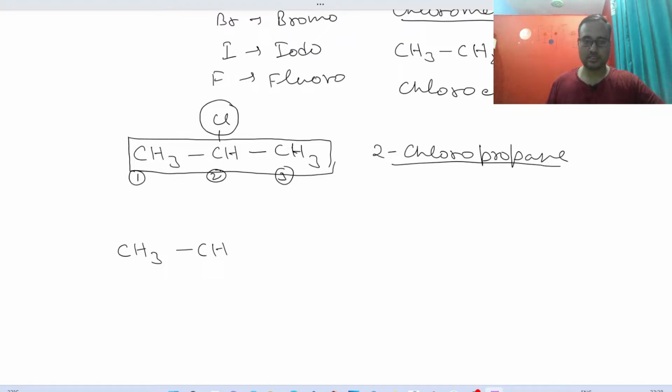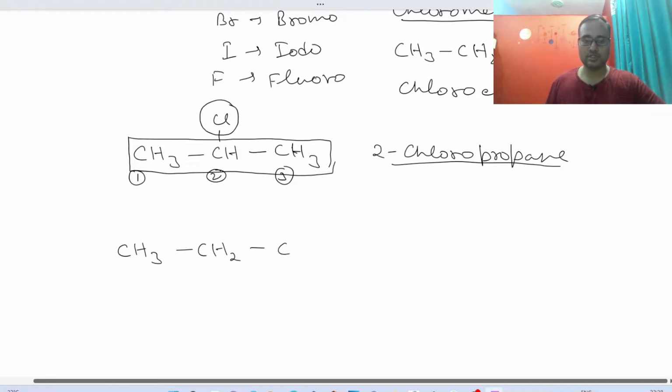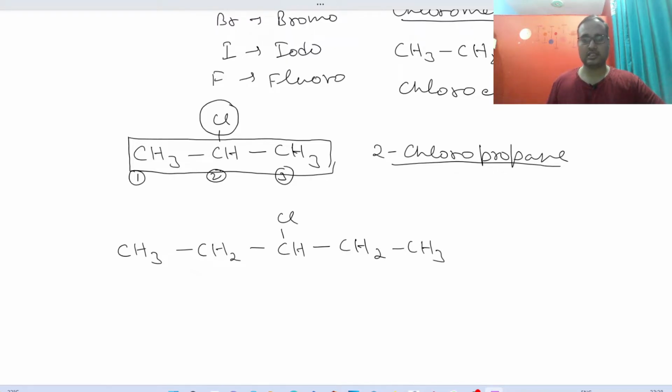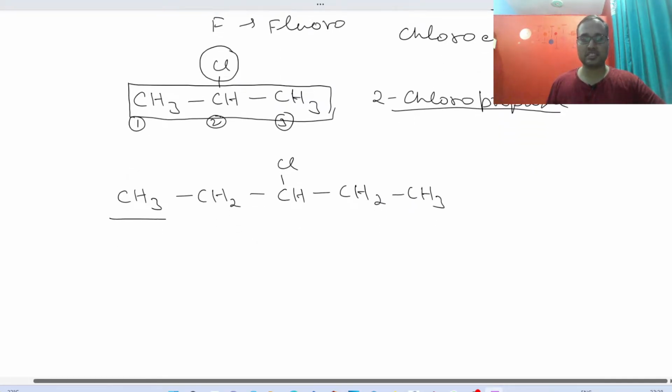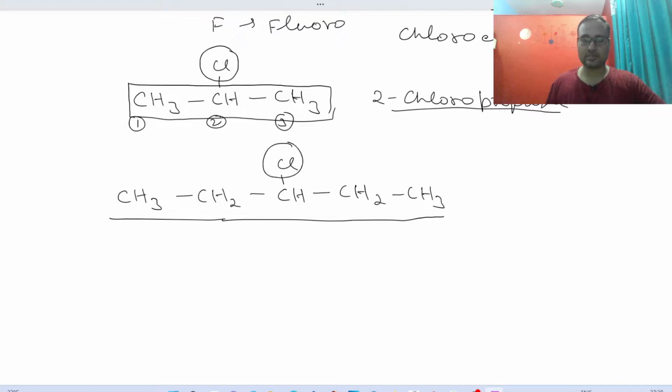If we have a higher carbon chain, CH3, CH2, CH, and a chlorine is present over here, CH2 and CH3, then we can again name this compound by selecting the longest chain, as it is a 5 carbon chain, and the chlorine atom is present on the third carbon atom when we place the numbering on this chain. So this becomes 3-chloropentane. The IUPAC name of this compound would be 3-chloropentane.